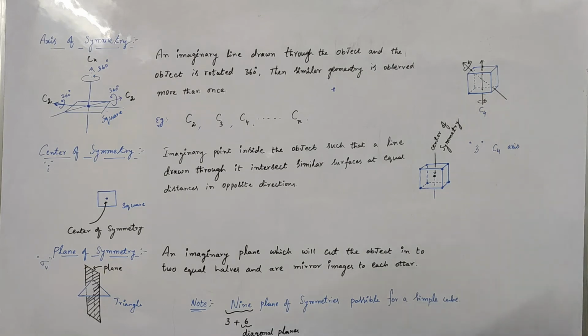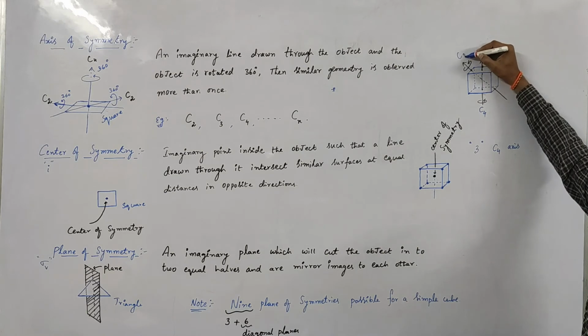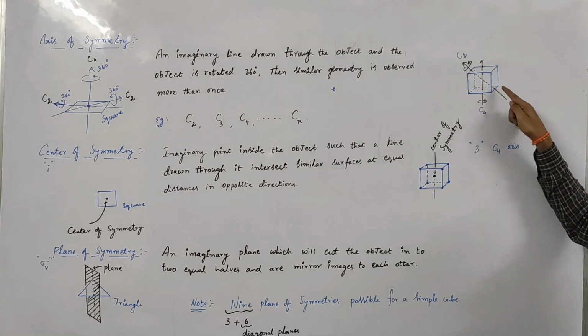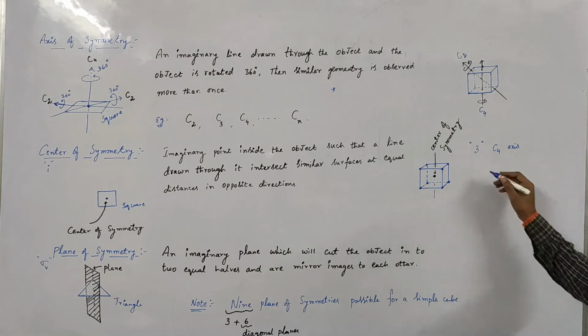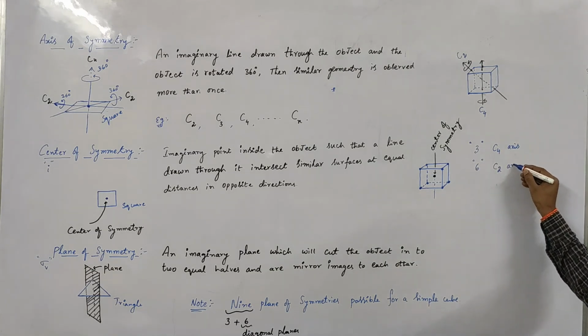So what do we call this? We call this a C2 axis. Rotation around the C2 axis is possible there. This C2 axis passes through two edges. How many such edges are possible for a cube? 12. So for 12 edges, 6 axes. So how many C2 axes are possible? 6. 6 C2 axes of symmetry are possible.